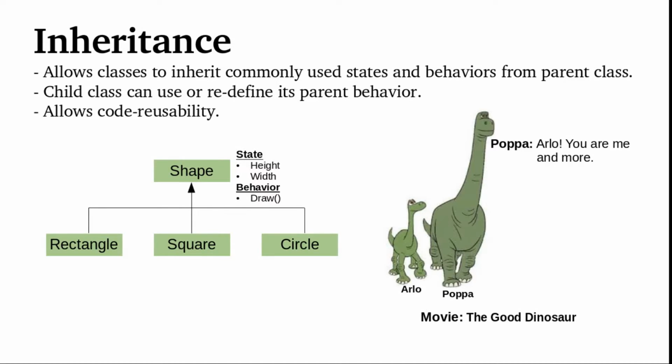The pic on the right is from the movie The Good Dinosaur. In one of the scenes, that dinosaur says to the kid dinosaur that you are me and more. This can also be rephrased as kid dinosaur already has all the capabilities that dinosaur has. But at the same time, kid dinosaur can be more than what that dinosaur is today.